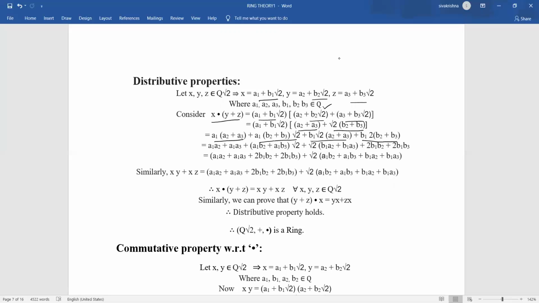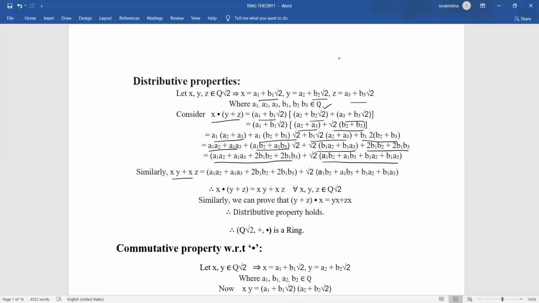So once again, if you multiply this with a1, we get a1 a2 plus a1 a3. And if you multiply with a1, we get a1 b2 plus a1 b3 into root 2. And if you multiply this with b1, we get root 2 into b1 a2 plus b1 a3. And finally here we get 2b1 b2 plus 2b1 b3. So once again, we write the terms other than root 2 as one term, and if we take root 2 common, we get another term. Okay, this is of the form a plus b root 2, and this is the value of x into y plus z. Similarly, if you calculate xy plus xz also, we get the same value as x into y plus z.